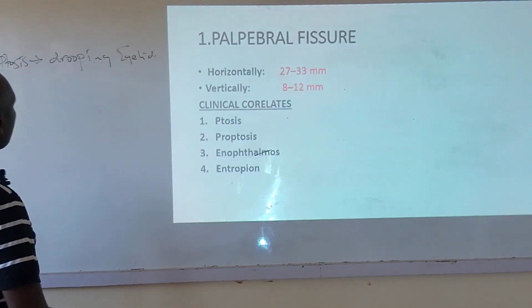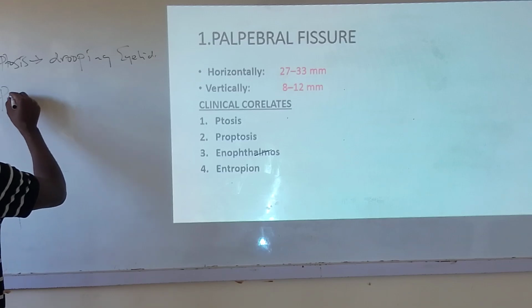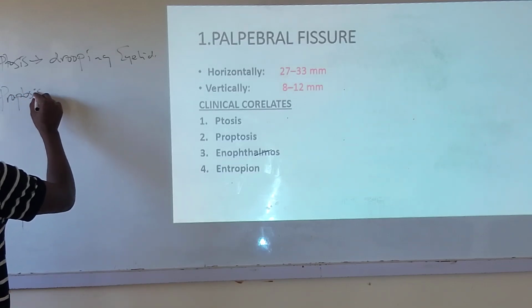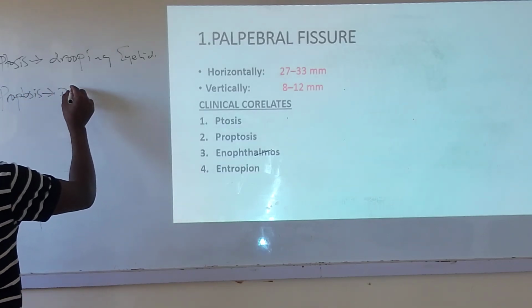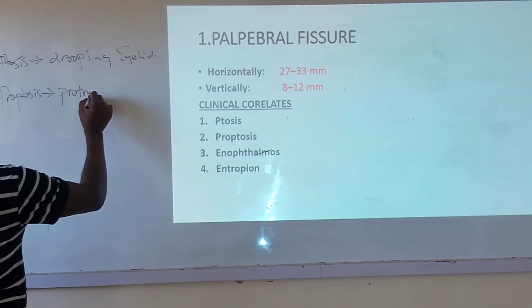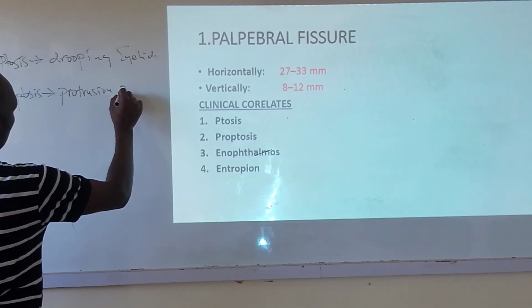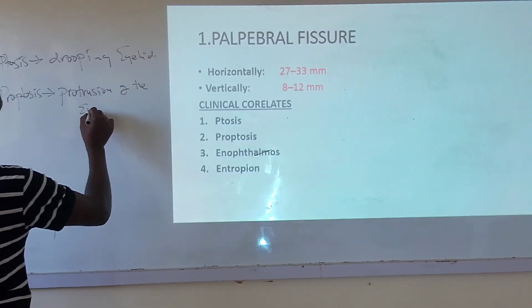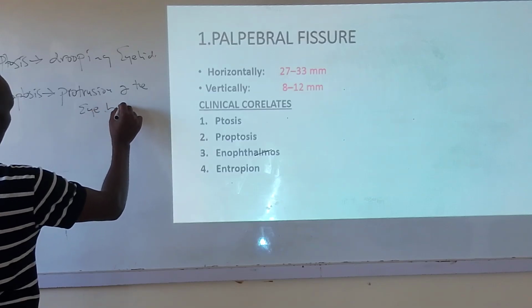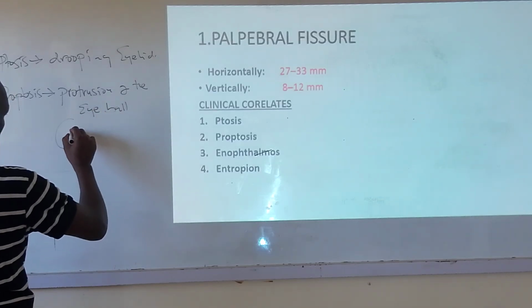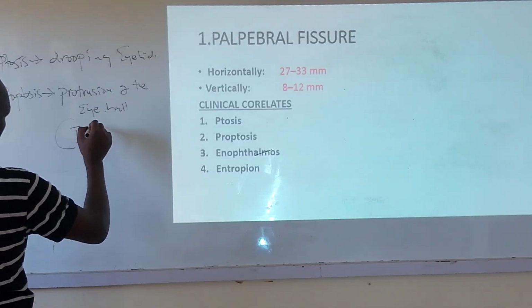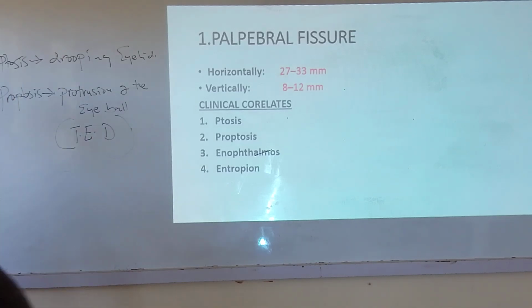And proptosis. This one is the protrusion of the eyeball. It is a common thing in what we call thyroid eye disease. In thyroid eye disease, patients will come with proptosis.